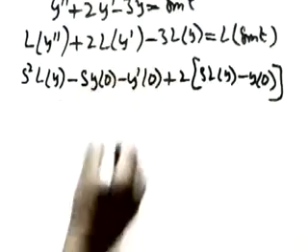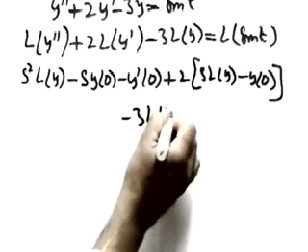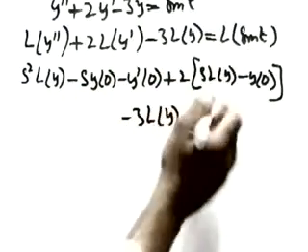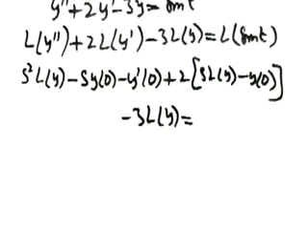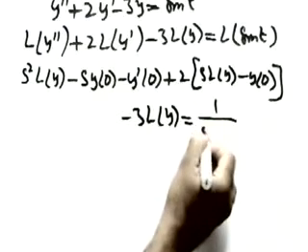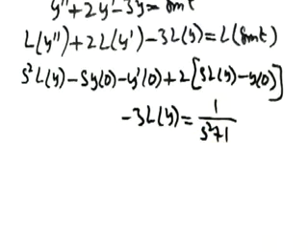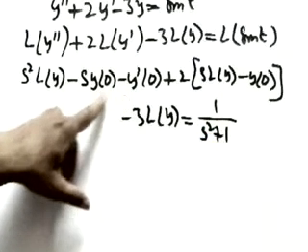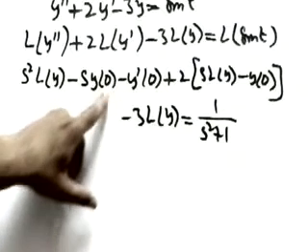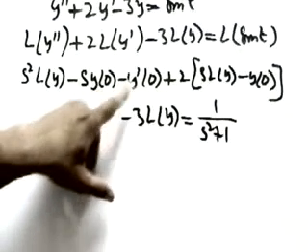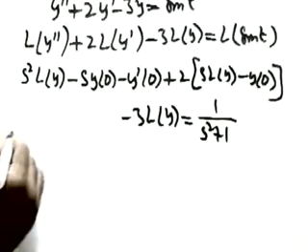Now apply this formula: Laplace of y double dash plus 2 into Laplace of y dash minus 3 into Laplace of y equals Laplace of sine t. The formula for Laplace of sine at is a by s square plus a square. Here a is 1, so it is 1 by s square plus 1. Here y dash and y are both 0; these two are given as 0.